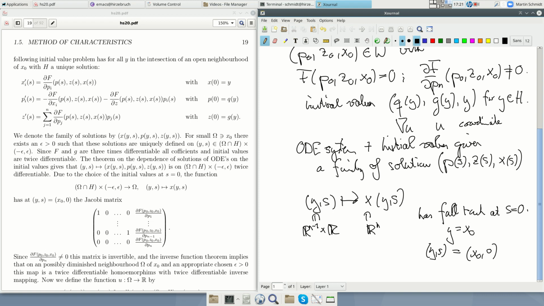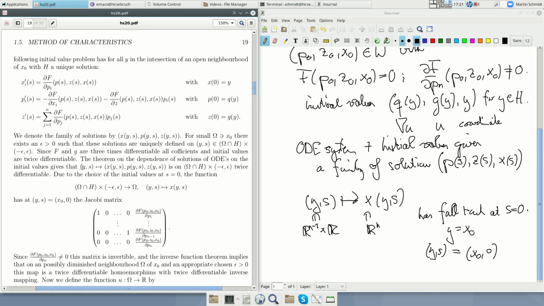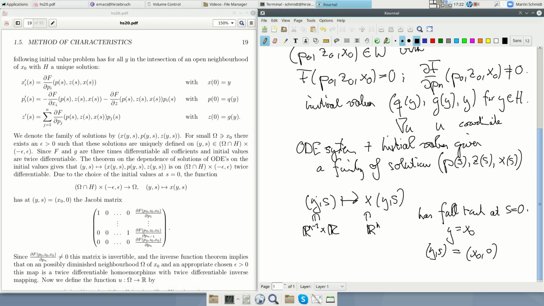And then we know in the neighborhood, since these functions are differentiable, by the theorem on the dependence of solutions of an ODE on the initial values, we know that this whole family is differentiable, not only with s, but also with y. There we need this theorem of ODE theory. So we know this map is differentiable, all partial derivatives exist and are continuous. And then we can apply the inverse function theorem. And by the inverse function theorem, this is locally a diffeomorphism.